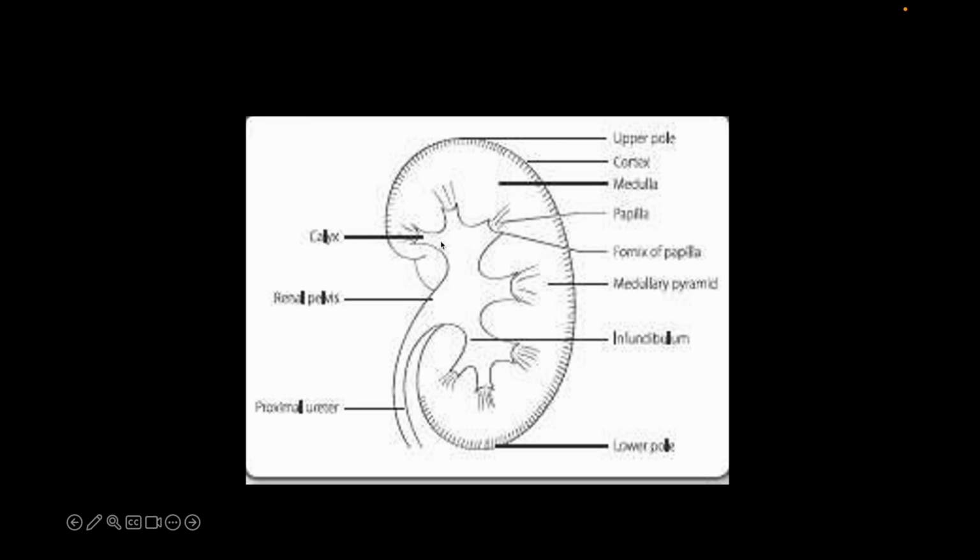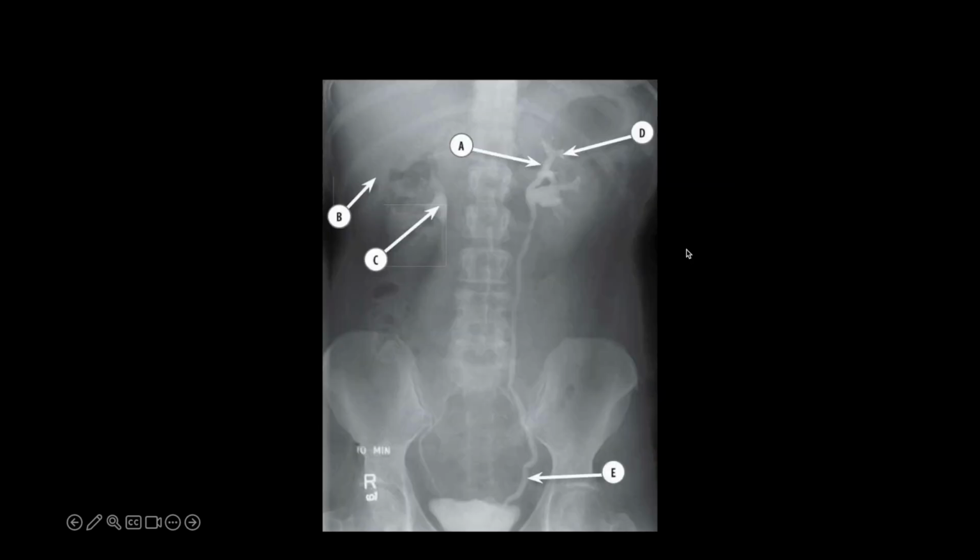So this is a calyx. This is a minor calyx. This entire thing would be a major calyx. Where they sort of join is called the infundibulum. Then this is the renal pelvis and proximal ureter. I think that's what you need to know.